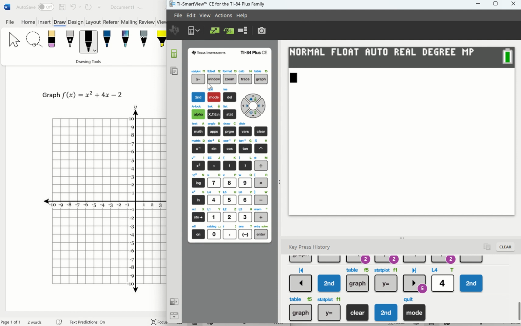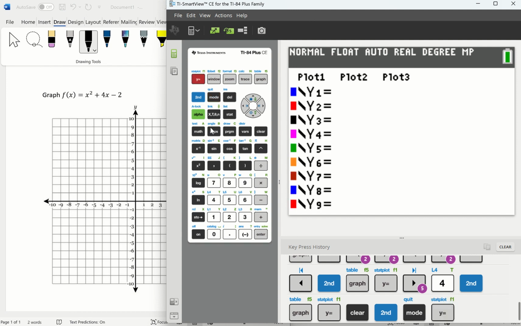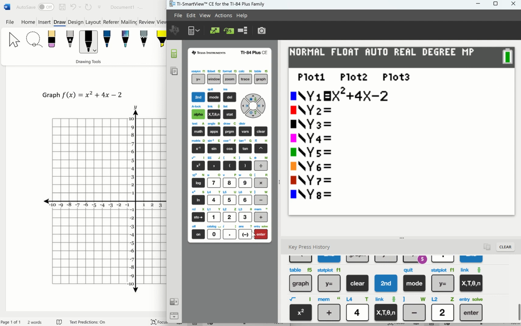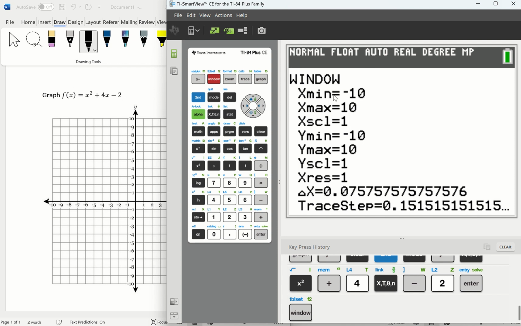And what I'm going to do is go to y equals, and type in this function. So x squared plus 4x minus 2. I'm going to hit enter. Now, a couple of things you're going to want to check before you get started. So I'm going to go to window. Make sure your x min, x max, y min, and y max are all set like mine. So they're negative 10 and 10 each.